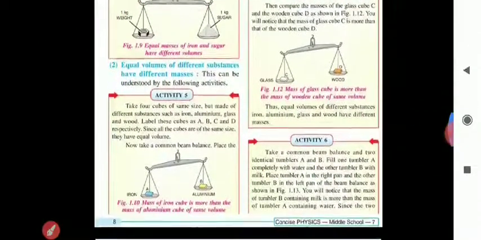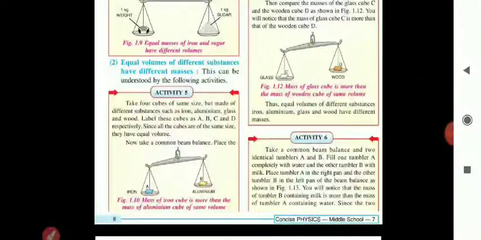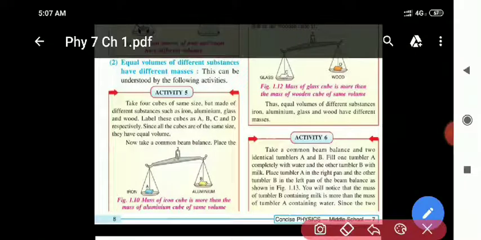Now activity 5, equal volumes of different substances have different masses. Now look here, iron and aluminium are given, volume is equal but the masses are different. Iron is heavier than aluminium because the balance is moving down on this side. Here also glass and wood are there. Volumes are same but the mass of glass is more than wood.